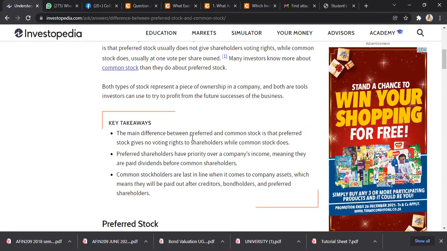The difference mainly is that the preferred shareholders have no voting rights, whilst the common stock shareholders have rights. The preferred shareholders are given priority when it comes to declaring dividends, meaning they're paid before the common stockholders. So the common stockholders are the last in line to be paid when it comes to the dividends. So this means when there's a liquidation of a company, they're paid first. So there's an advantage and disadvantage of being a preferred shareholder.